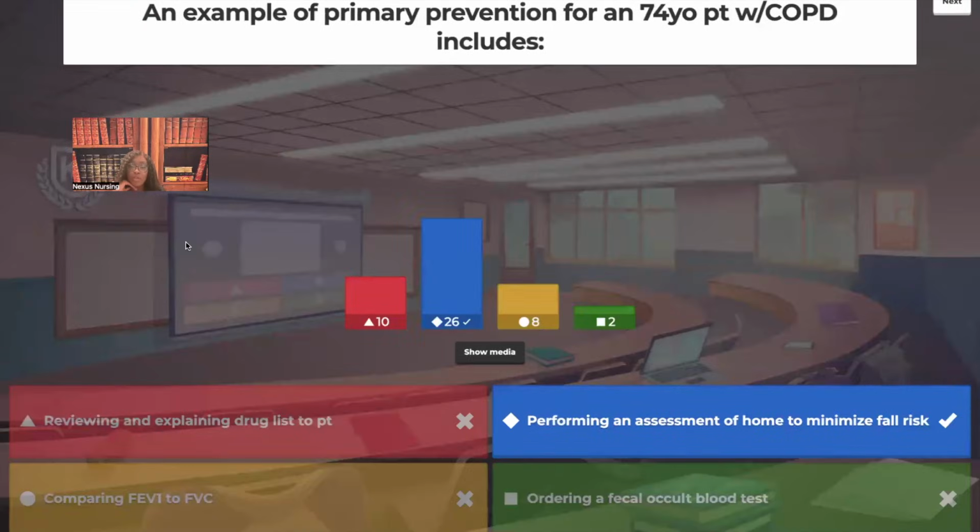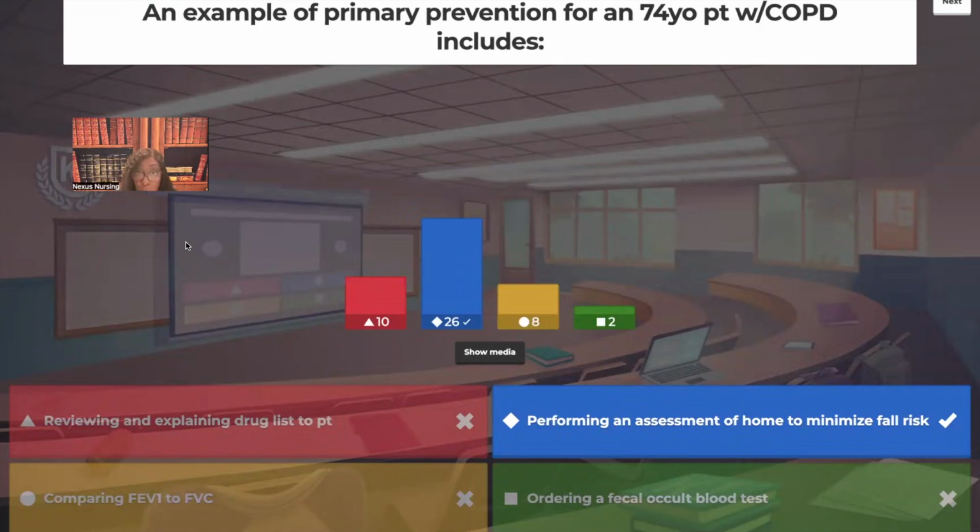Very good. Performing an assessment of home to minimize fall risk. Risk meaning it didn't happen yet. We want to prevent it from happening. They're going to kill you with prevention questions. You have to, and this is on both certification exams, you have to know the difference between primary, secondary, and tertiary prevention, okay? Primary prevention, patient doesn't have it.